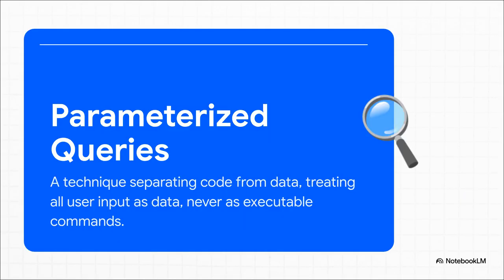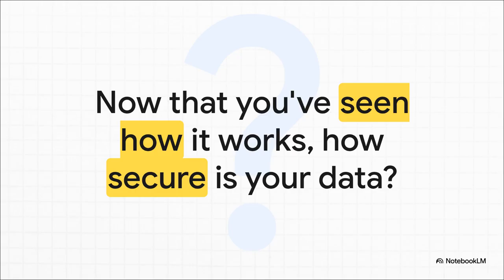So, how do we fix this? Well, thankfully, the solution has been around for a very long time. It's called using parameterized queries. The idea is simple. Instead of building one big messy string, the developer first sends the command, the code, to the database with placeholders. Then, in a completely separate step, they send the user's input, the data. This way, the database always knows what's a command and what's just plain old data. It never gets confused.